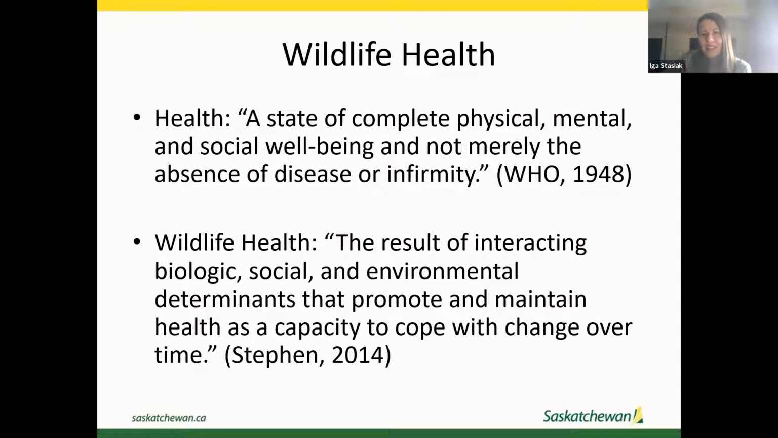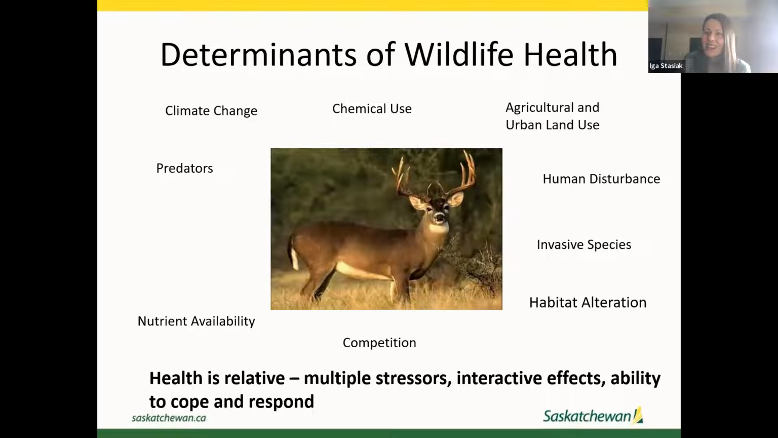And so there are many determinants of health, and these are all these factors that can impact the capacity of individuals and populations to survive, to maintain health, to reproduce. So things like habitat change, landscape changes, the availability of resources such as food and nutrition, the use of chemicals or pesticides. All of these factors ultimately impact how populations are able to thrive.